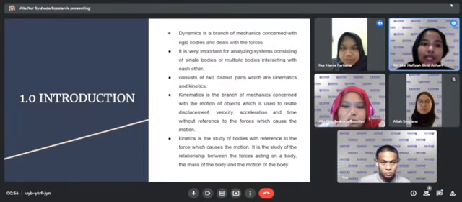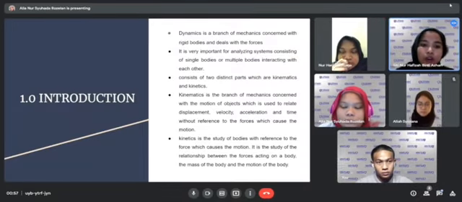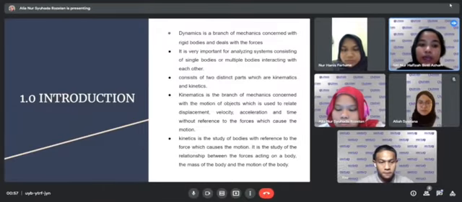Besides, kinetics is the study of bodies with reference to the force which causes the motion. It is the study of the relationship between the forces acting on a body, the mass of the body, and the motion of the body. Real-life examples of kinetics are how an enzyme affects the rate of biochemical reactions, torque, and friction.